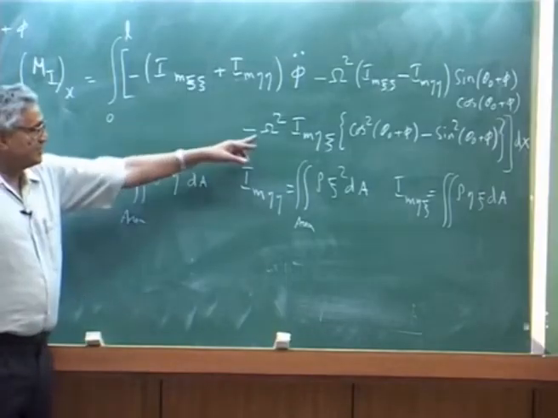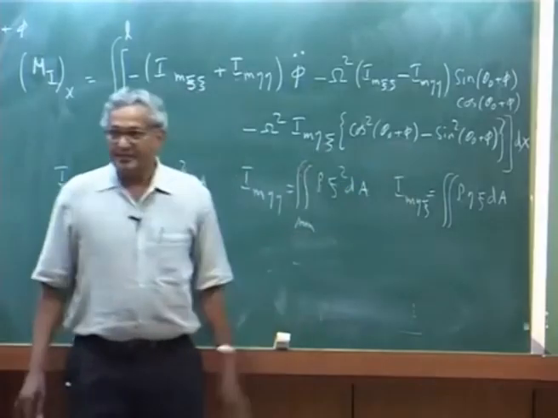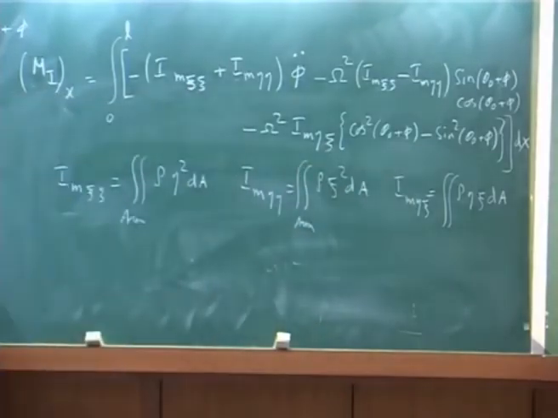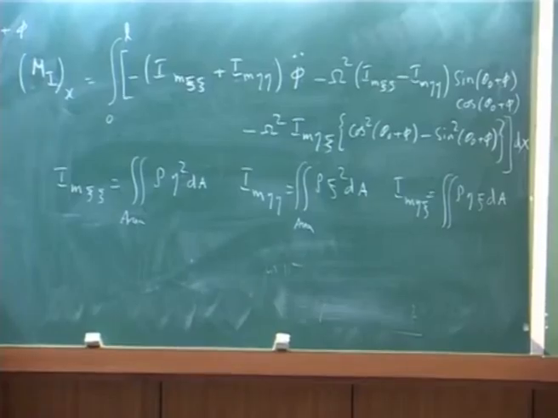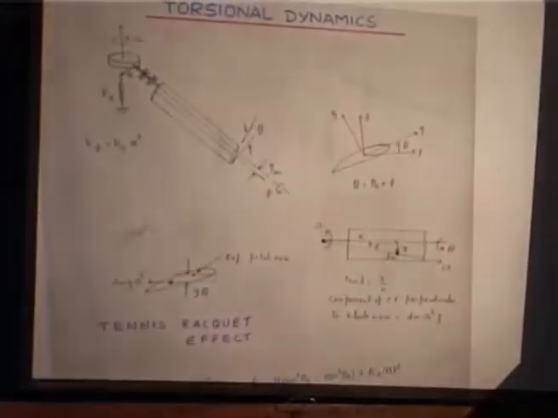Now this is my inertia moment, and I have to get the aerodynamic moment, and then the effect of the spring moment. When I add all of them, that is my equation of motion.